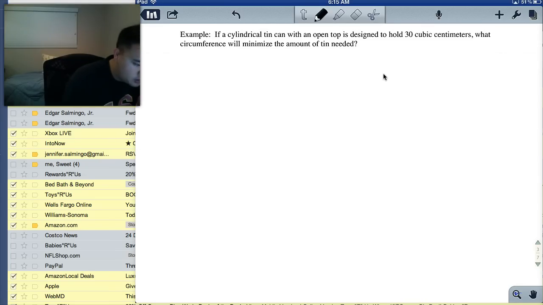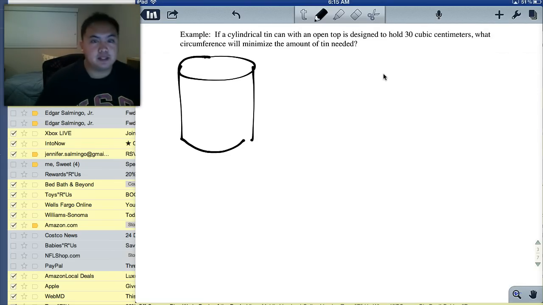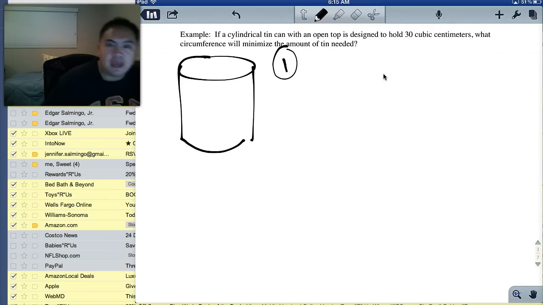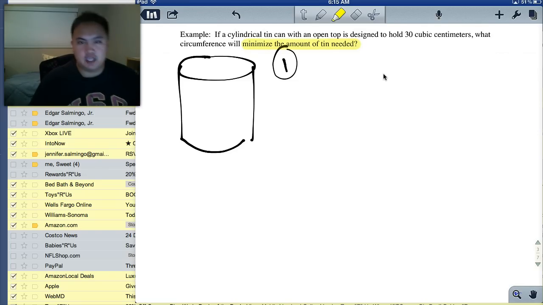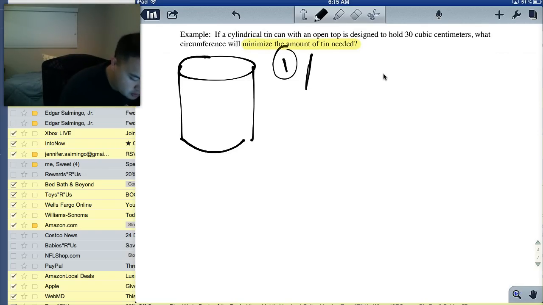Step 1, draw a picture. Here's my cylindrical can. And if you remember, it has an open top. Okay. Step 1 says, what are you trying to maximize or minimize? Now look at my problem. It says I'm trying to minimize the amount of tin needed. I don't want to use that much tin. Okay. So step 1, I'm going to write my equation, and I'll call it amount of tin.